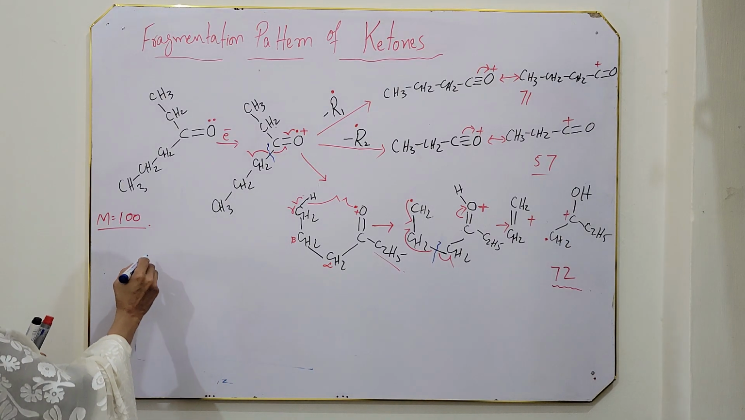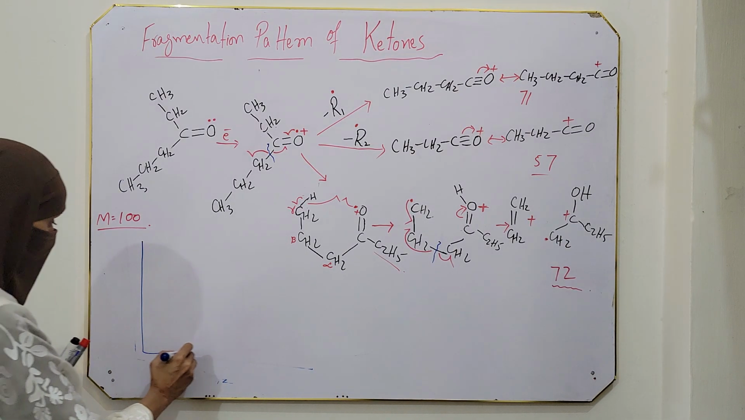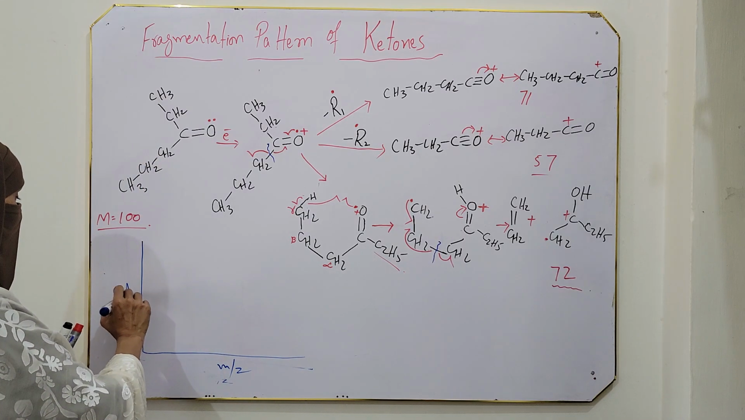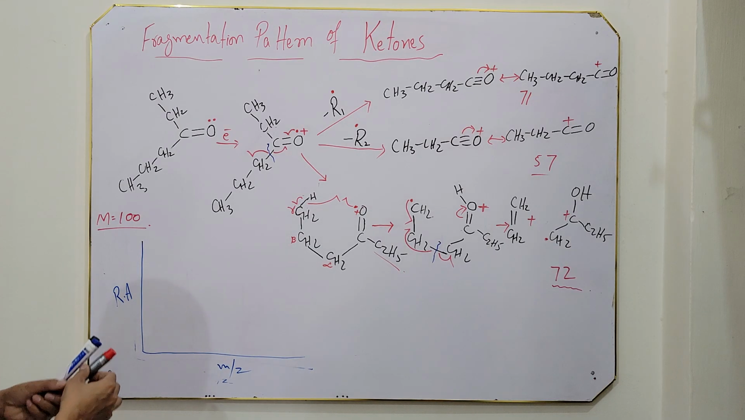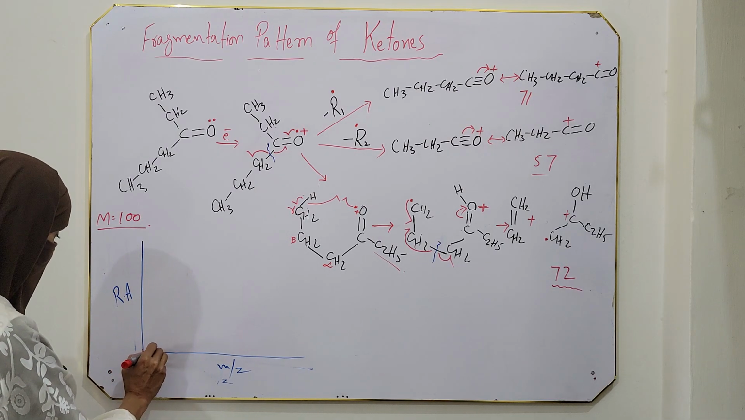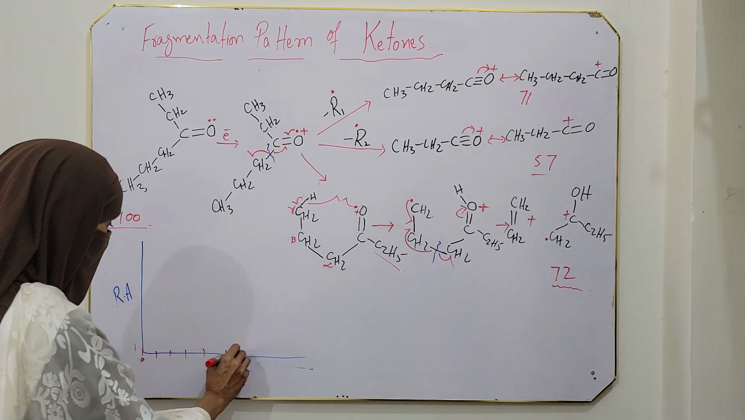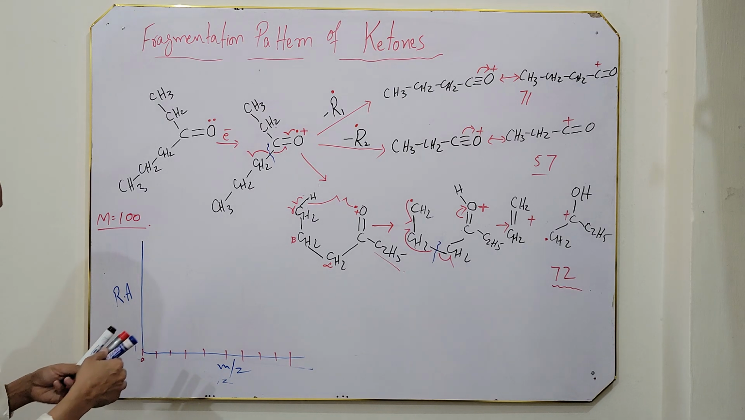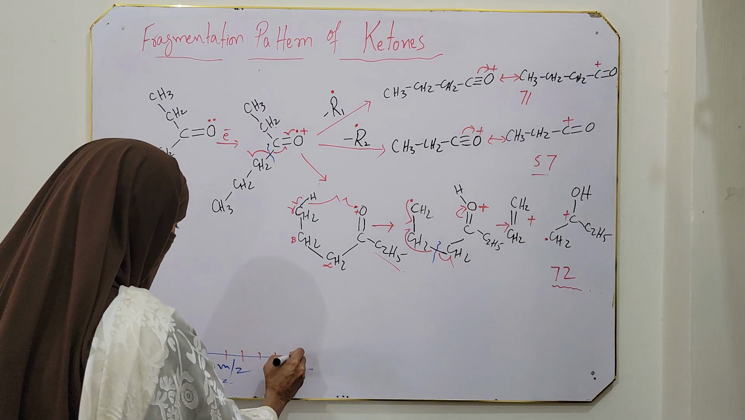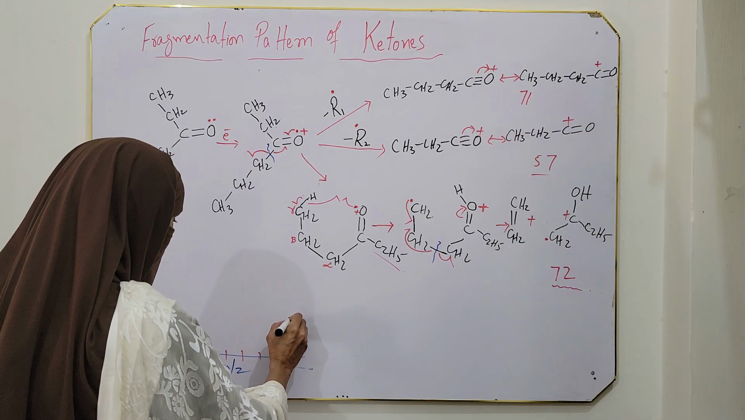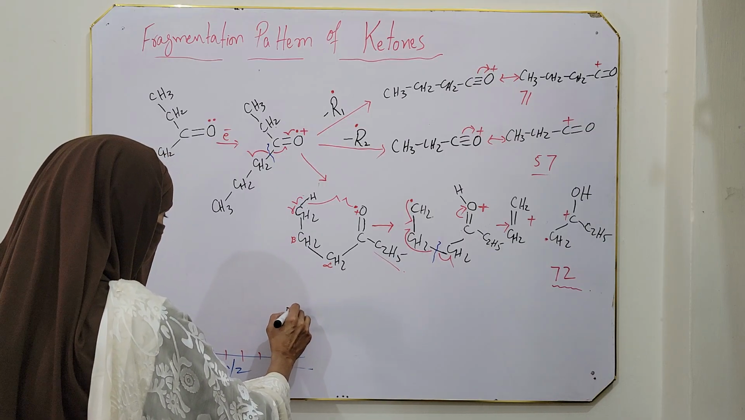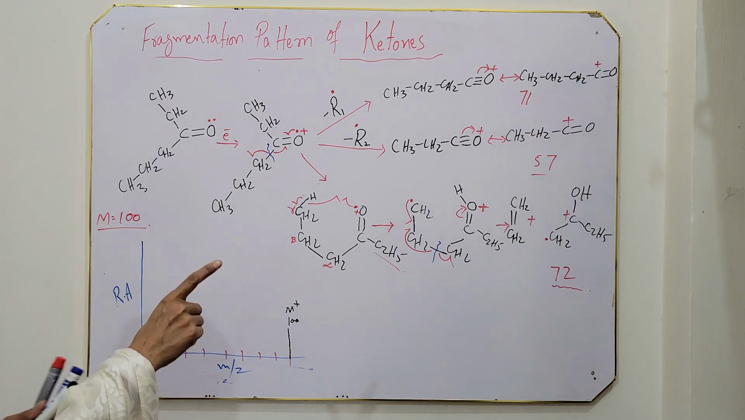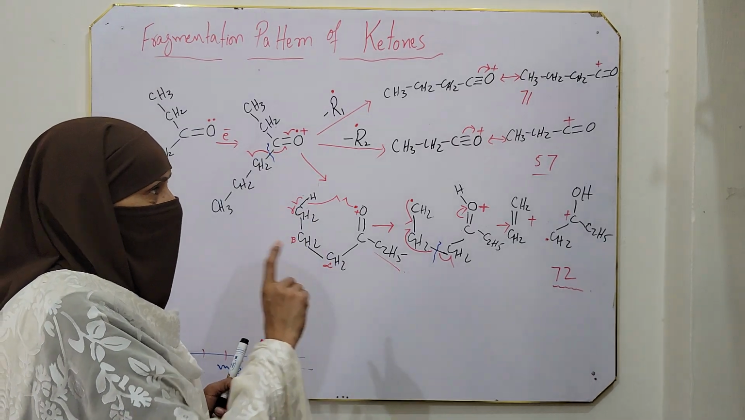Now let's draw its spectra. In case of ketones, the molecular ion peak is weak. It's not a very strong peak, it is a weak to medium peak. So 0, 10, 20, 30, 40, 60, 70, 80, 90 and 100. The molecular ion peak will be at 100. We have drawn the molecular ion peak. Now we have to decide the base peak, which will be the most strong peak.